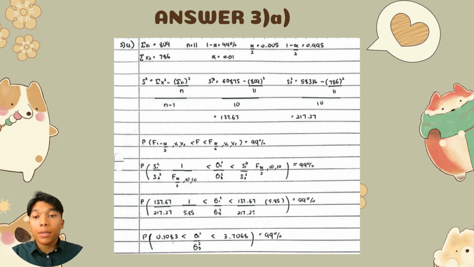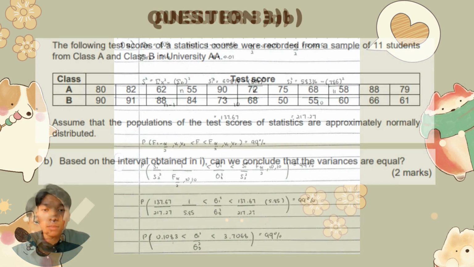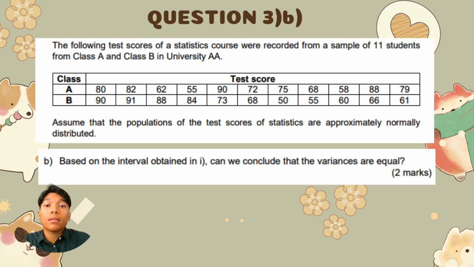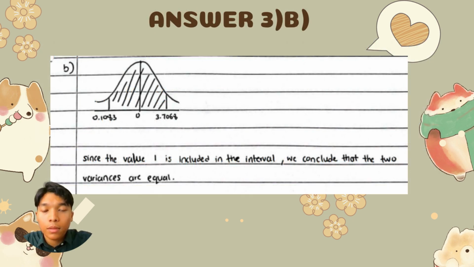0.1083 and 3.7068. And lastly, this is question 3b. Based on the interval, we can conclude that since the value 1 is included in the interval, the two variances are equal.